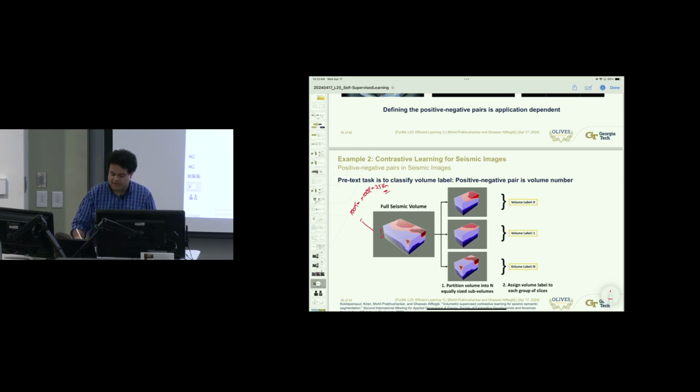Usually what we do is divide them into volumes. Volume 1, volume 2, volume 3. And again, our goal is to say that this is a single class, this is a single class, and so on. But if we cannot have that as the labels, we can construct these kind of different volumes, volume 0, volume 1, volume n, and then use them as a pretext task, which basically means that the positive negative pair is this volume number. We can utilize that volume number in order to construct the pretext task, and then go forward with the learning process.